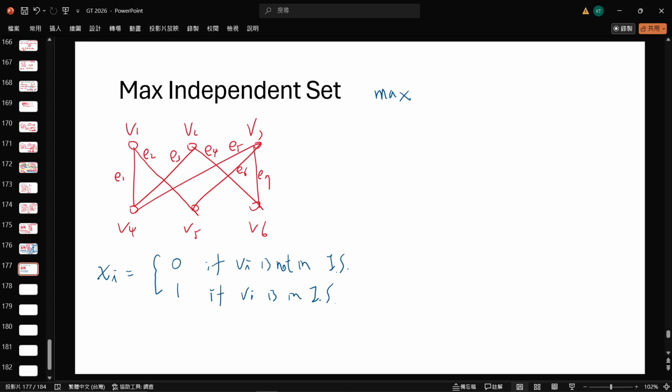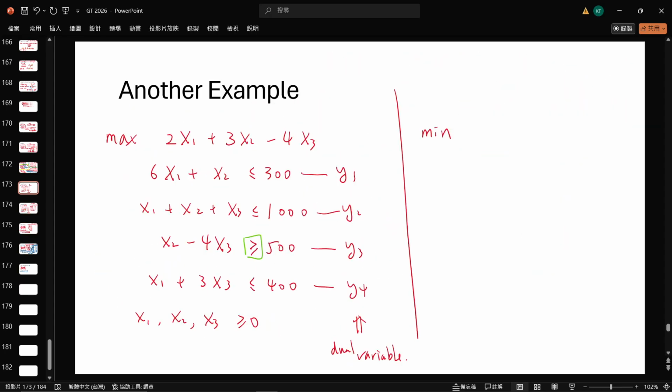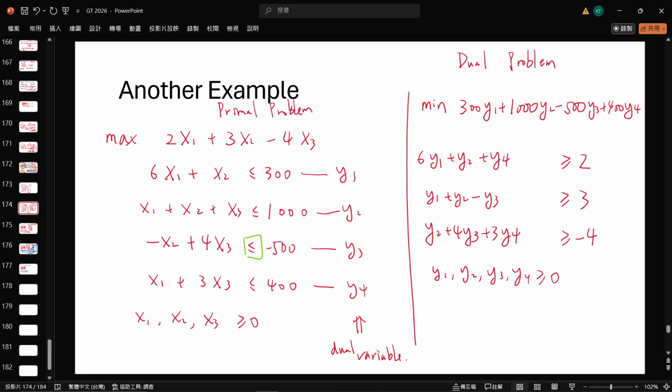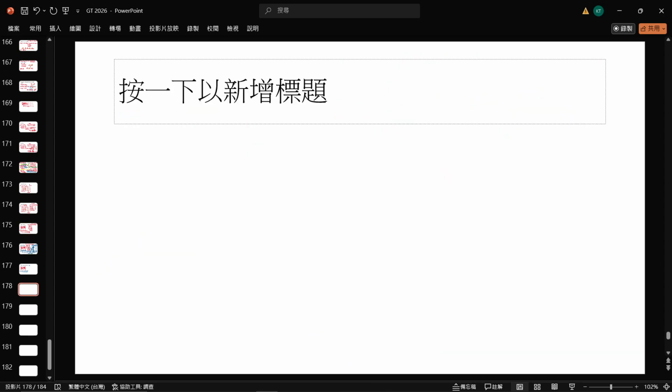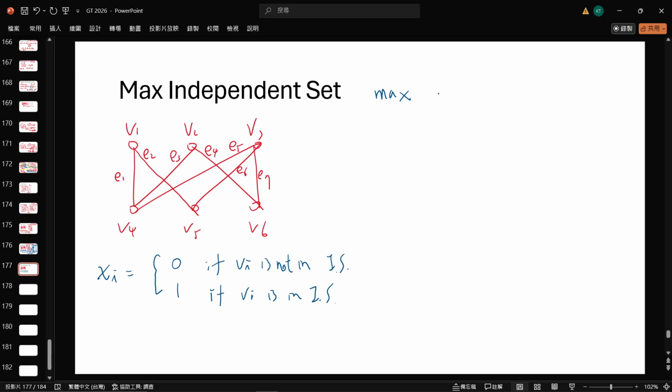So pretty similar to the idea we had for matching. So for matching, you want to maximize the number of chosen edges. And for independent set, we want to maximize the number of chosen vertices, okay? Okay, so this is your objective function, okay? The goal.